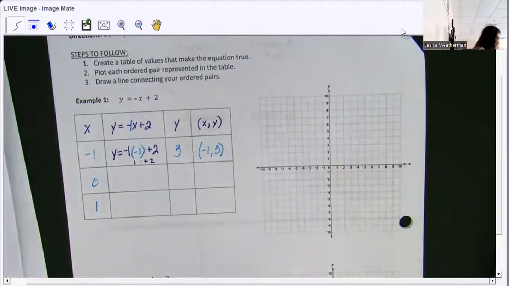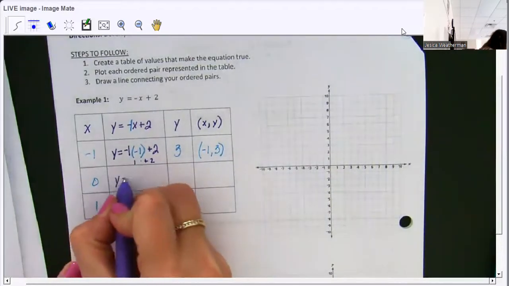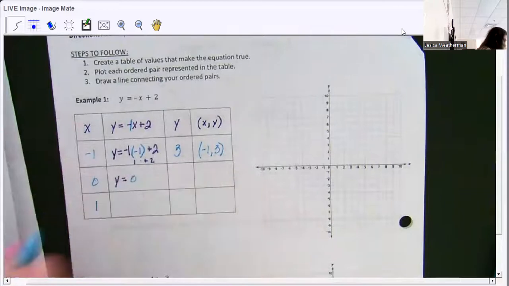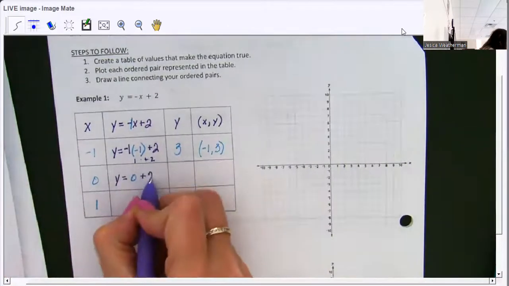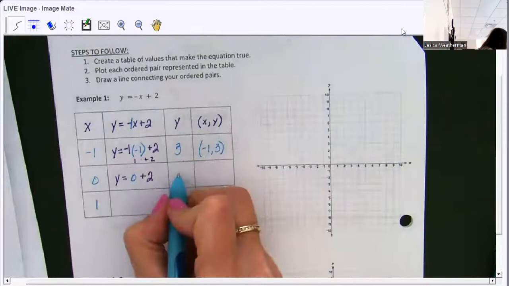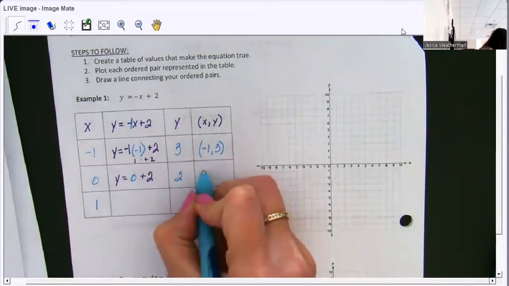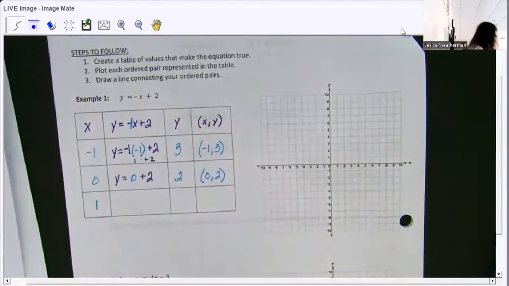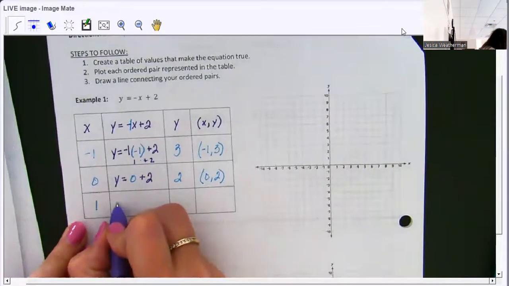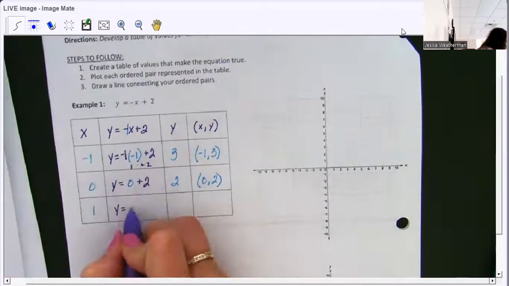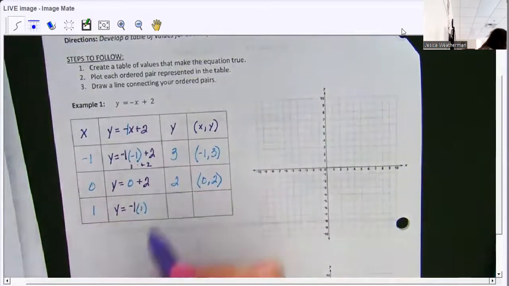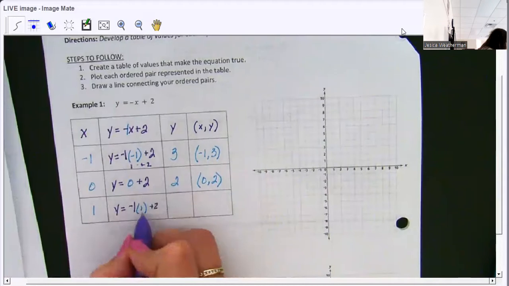All right, let's do the next one. We have Y equals, remember 0 is neither positive nor negative. So when we plug 0 in for X, it is just 0. 0 plus 2. And 0 plus 2 is 2. So our ordered pair here is 0, 2. Next one is Y equals -1 times 1 plus 2. -1 times 1 is -1.